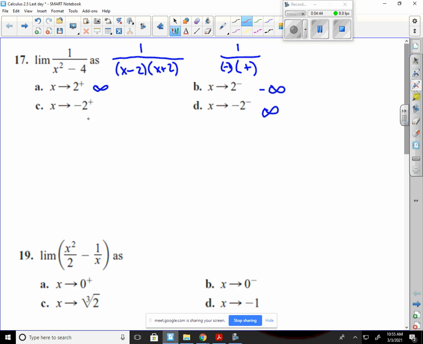Coming from the right-hand side, negative 1.9 is to the right of negative 2. So this would be negative 1.9 minus 2. That gives me a negative number. And then negative 1.9 plus 2 gives me a positive number. Negative times a positive is going to be negative. So coming from the right, it goes to negative infinity. Coming from the left, it goes to positive infinity.